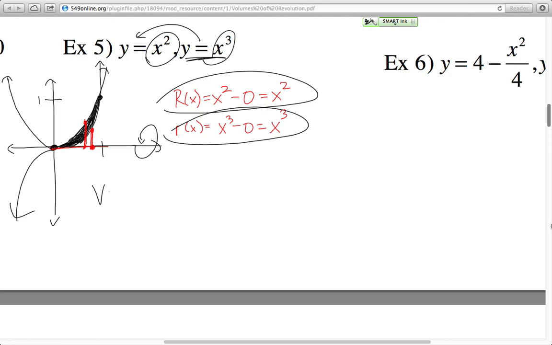All right, so volume. Here we go. It's pi times the integral from 0 to 1 of x squared squared.